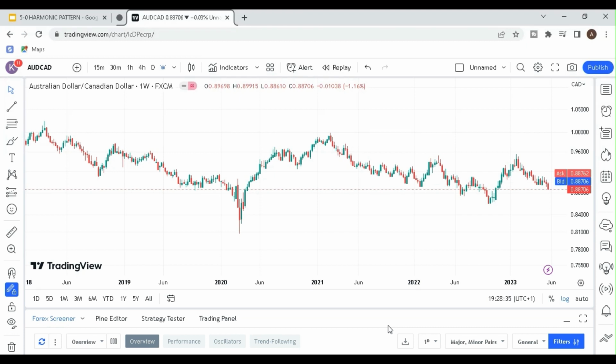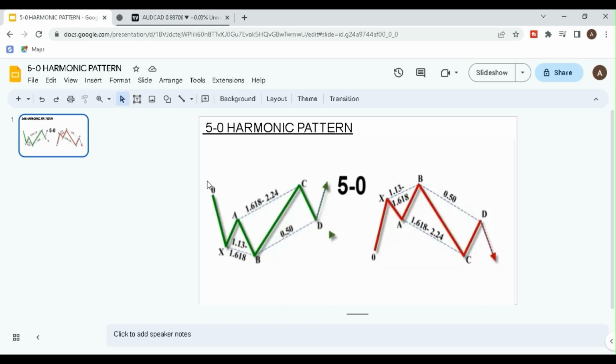All right, we are now on our TradingView platform, and the trading pair we shall be looking at is the AUD/CAD with the time frame of 1 week. This is the time frame here, 1 week, and we shall be looking at our 5-0 harmonic pattern formation here. Then before we even go further, let's check the diagram.